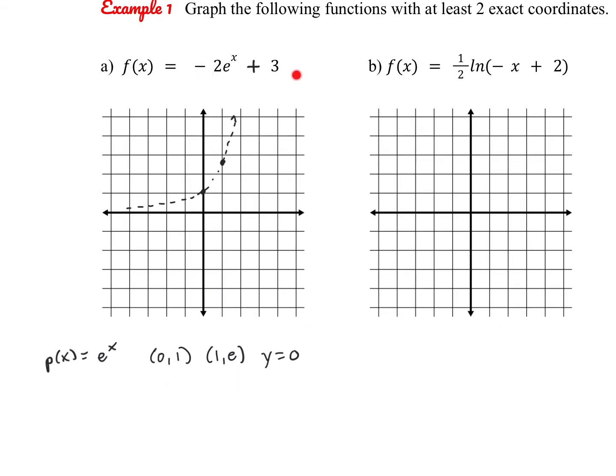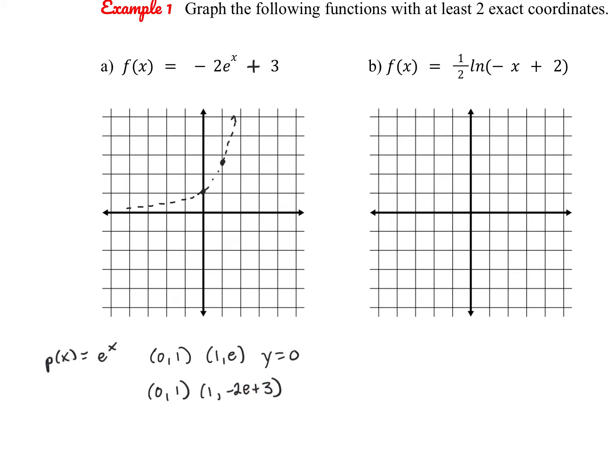So here I see 3 transformations: a vertical reflection over the x-axis, a vertical stretch by 2, and a vertical shift up 3. So I'm actually going to multiply my y values by -2 and then add 3 to them. So if I multiply this by negative 2 and then I add 3, it actually stays in the same spot. It's (0, 1). And then here, again, if I multiply by negative 2 and add 3, I end up with negative 2e plus 3. So this would be an exact coordinate.